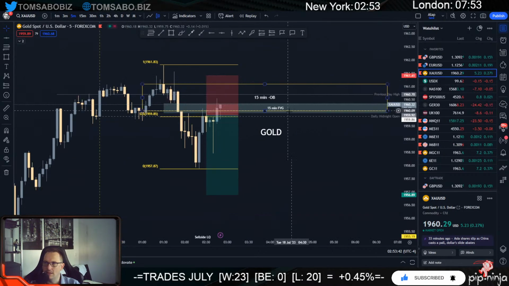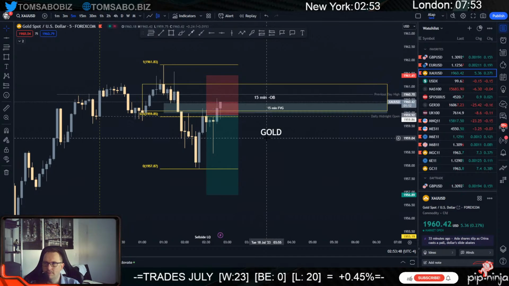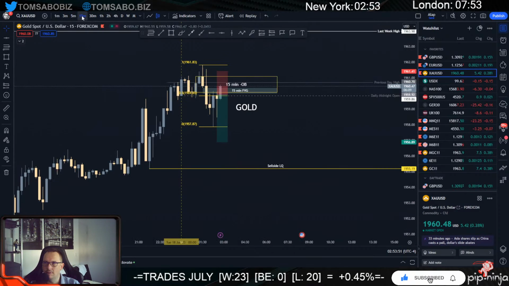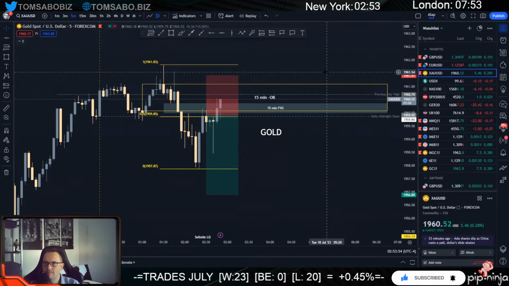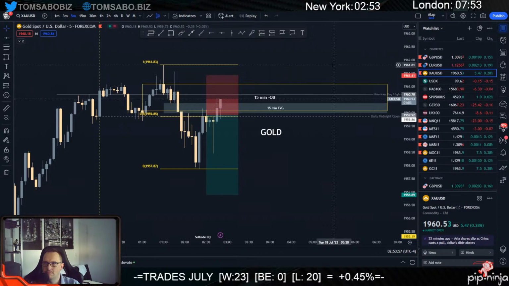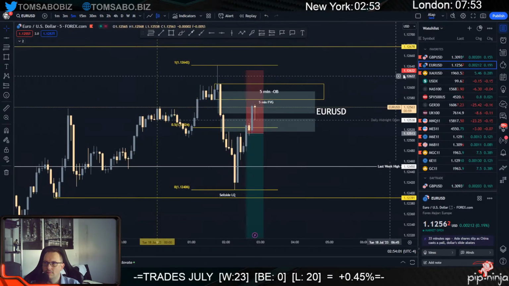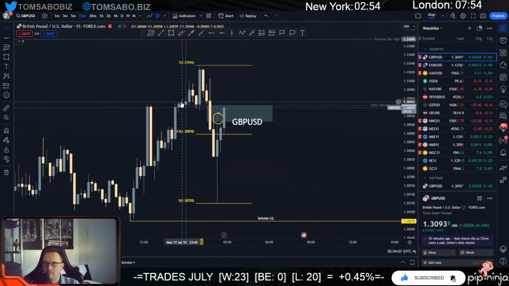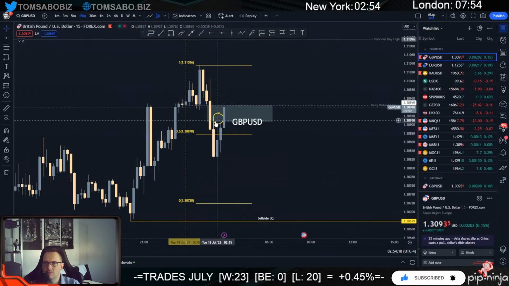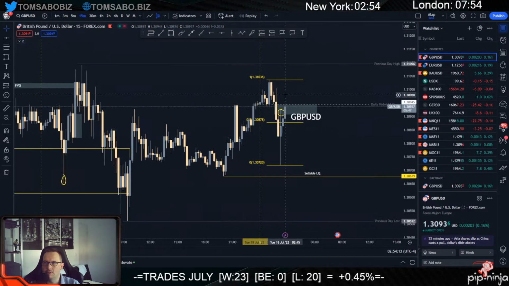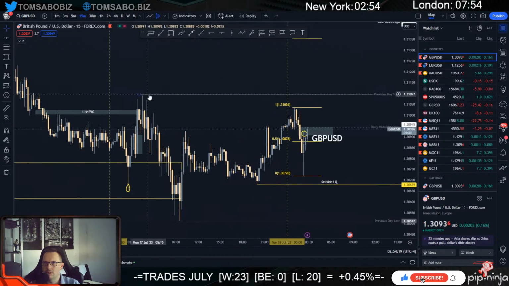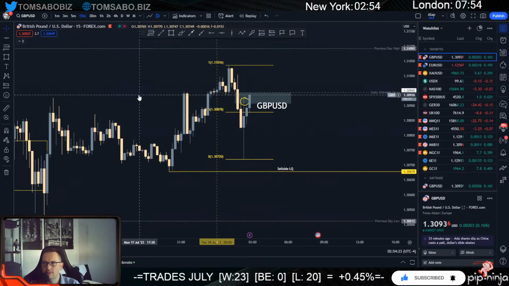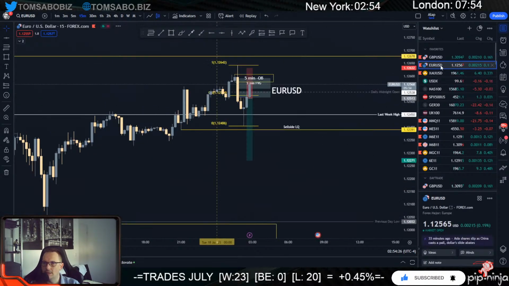Gold is heading higher. We're still inside the 15-minute order block and fair value gap. Pound is also inside this fair value gap on the 15-minute. Took out Asia highs and, well, it didn't take out yesterday's high, but you know, anything can happen.